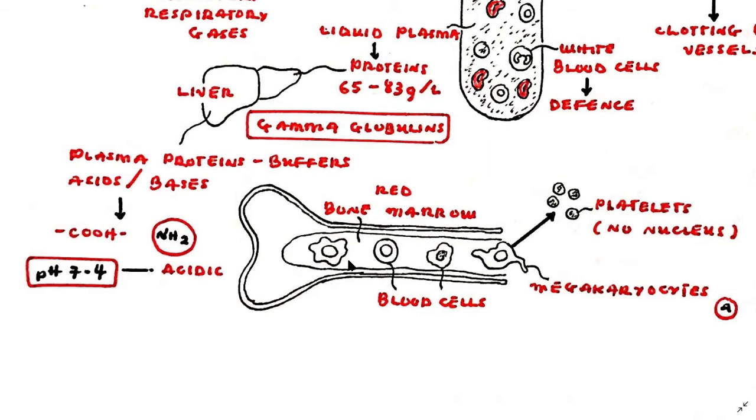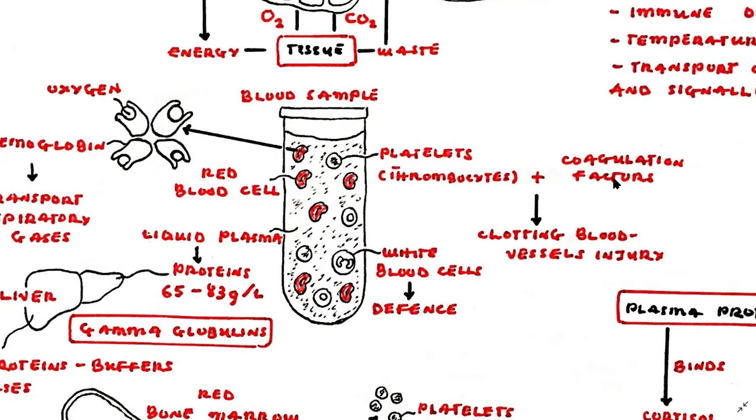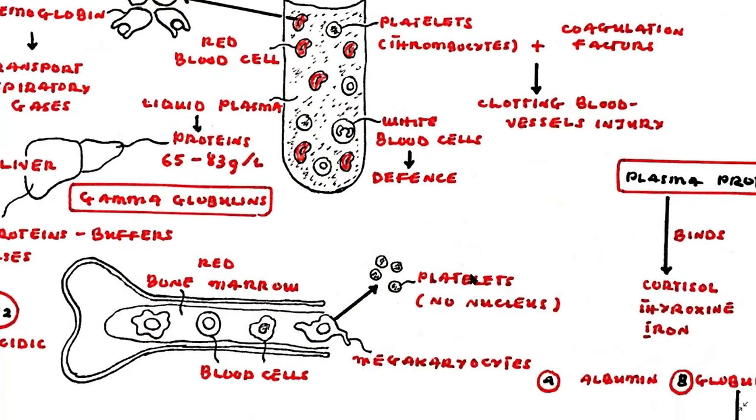Platelets are also called thrombocytes. They are a component of blood whose function, along with coagulation factors, is to stop bleeding by clumping and clotting blood vessel injuries. Platelets have no cell nucleus. They are fragments of cytoplasm that are derived from megakaryocytes of the bone marrow.